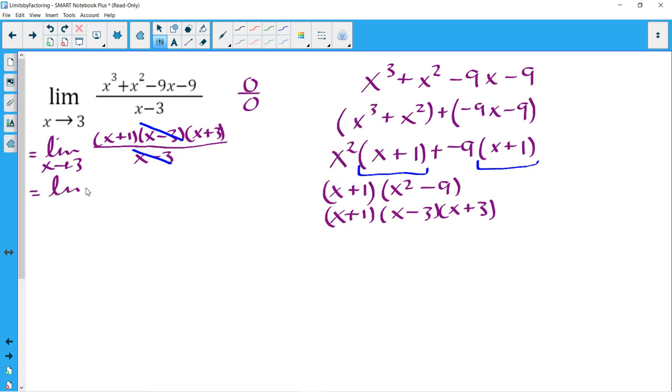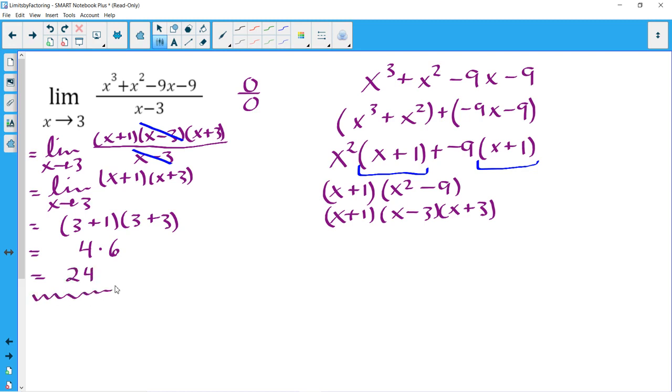So the limit as x goes to 3. We end up with x plus 1 times x plus 3. Once we know that we've canceled the indeterminate form, which was the x minus 3, we're good to sub. So I have 3 plus 1, and then I have 3 plus 3. In the brackets here, that is 4 times 6, which is 24.